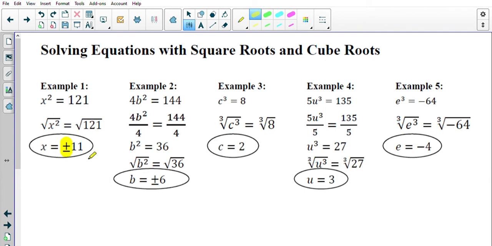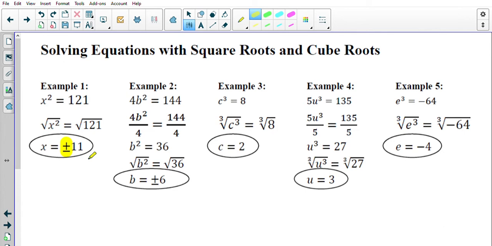That means that both positive 11 and negative 11 are solutions to this equation. Because if I do 11 squared, I get 121. But also, if I do negative 11 squared, negative 11 times negative 11 also gets me positive 121. So they're both solutions. Now you might be thinking, well, when we did Pythagorean theorem, why didn't we list both possible solutions? Well, in Pythagorean theorem, we were talking about side lengths of triangles, and it's not possible for the side length of a triangle to be negative. So that's why we didn't do it then.